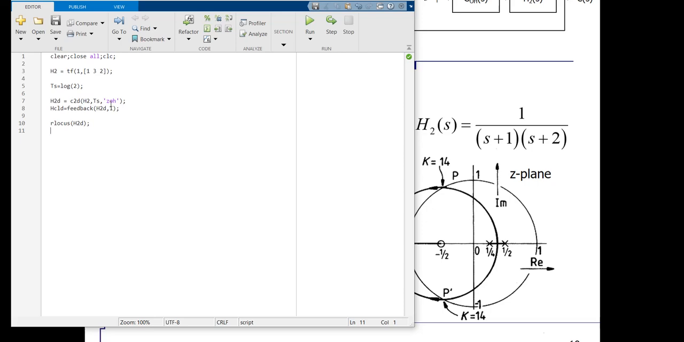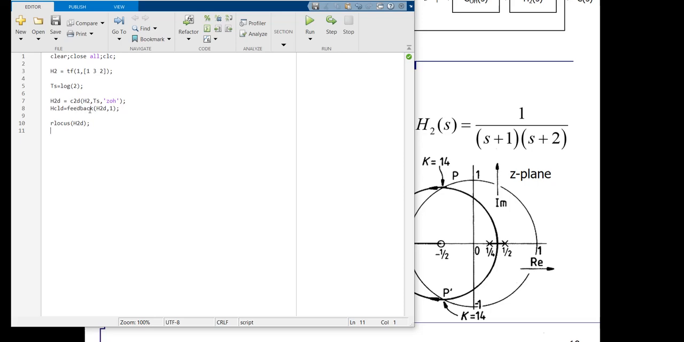So I'm going to use the zero order hold transformation, and at parameter number 2 I have to define the sampling time, which is defined over here. So this is my H2 discrete, is my H3 in the example I showed you. And now I'm going to close the feedback loop, and there is another useful MATLAB command which can do that very easily, which is the feedback command.